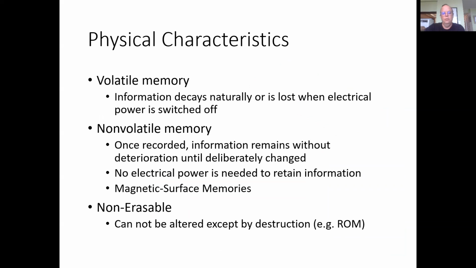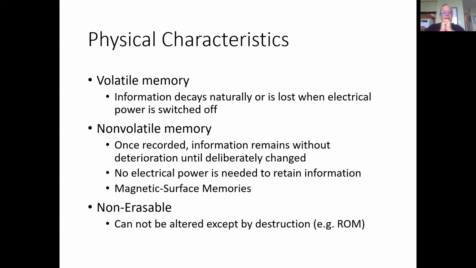Physical characteristics can also be divided into whether it's volatile, meaning the information decays naturally or gets lost when electrical power is turned off, like in your RAM, or non-volatile, where it stays there, like if you record on a CD-ROM. There's no electrical power needed to maintain the information on a CD-ROM or on your hard disk. You can turn off your computer, boot it up, and again, you'll still be able to get to things on your C drive, hopefully, unless you have a really old computer, in which case, I wish you the best of luck with that.